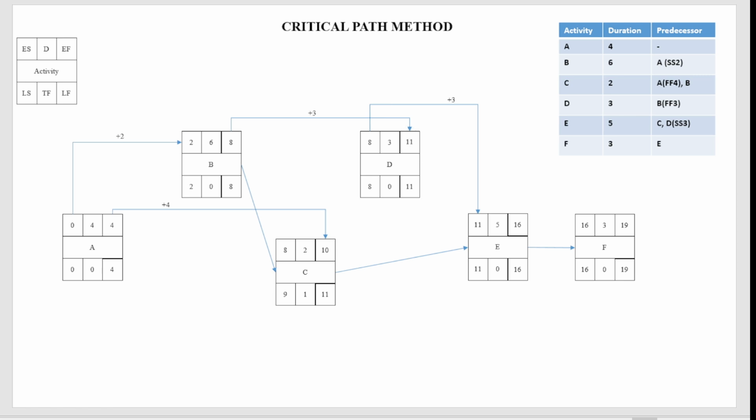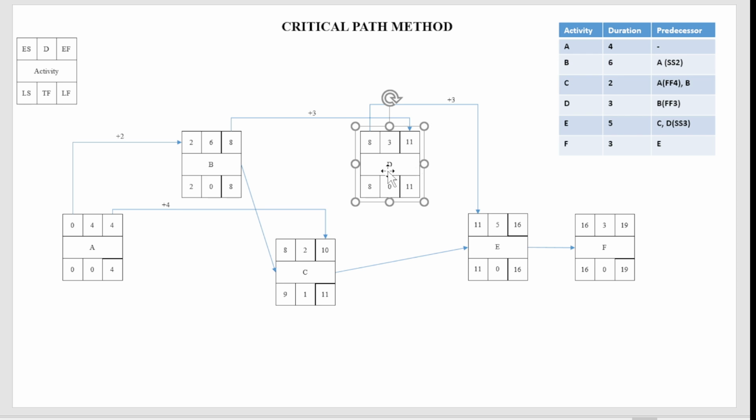So we don't have this value as of now. What we have to do is subtract and get this value. Since 3 days is the duration, 11 minus 3 will be 8. This is very different from the problem we solved before. And D does not have finish to start relationship with any activities. That is why we need to solve in this way.